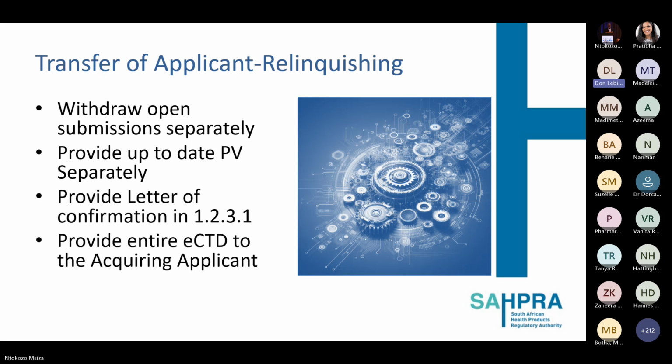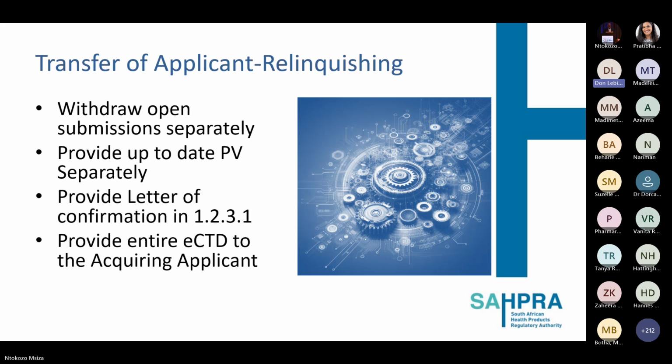So we've got the new process of the relinquishing and the acquiring applicants. So if you are the relinquishing applicant, you need to make sure that when you do the TOA, you don't have any open submissions. If you do, you would need to withdraw each of those submissions separately. And then you would need to provide the up-to-date PV data separately as well. And then you can provide the letter of confirmation.